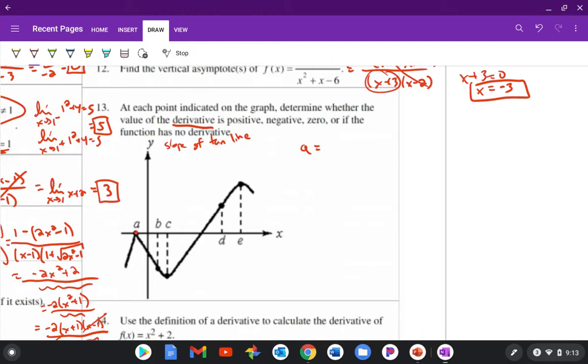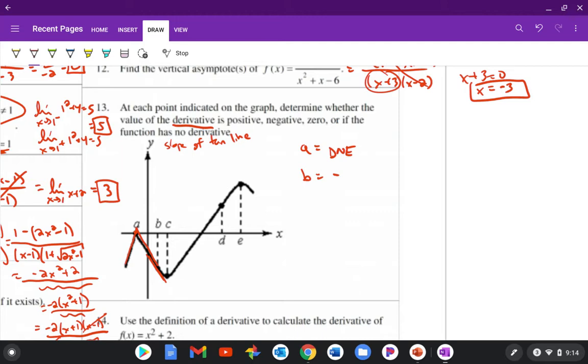At this A here, it's kind of hard to tell, but it's a sharp point. Anytime you see a sharp point, the derivative does not exist, because you can't really make a tangent line at that point. It's kind of hard to explain, but basically anytime there's a sharp point, it does not exist. For B, the tangent line would look like this, and so that is going to be a negative tangent line. It has a negative slope. So for B, it's negative.